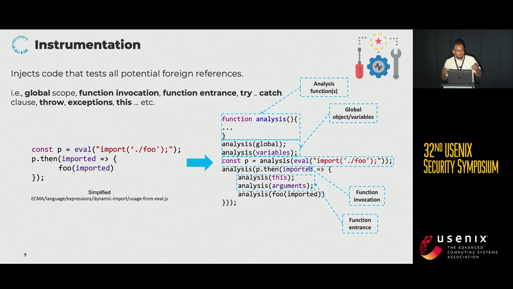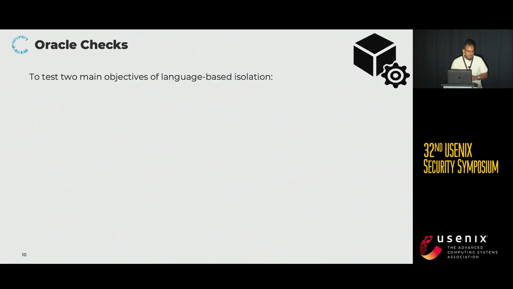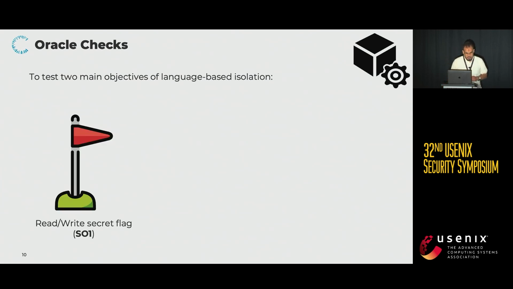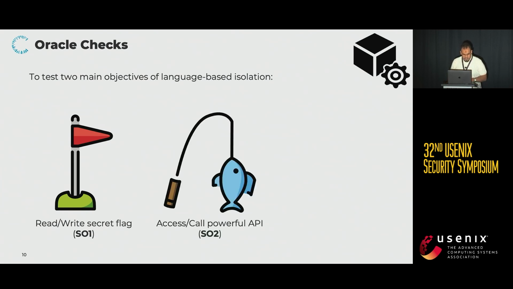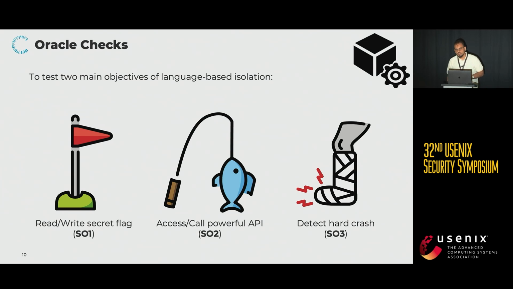So how can we verify that a foreign reference has been caught during our instrumentation? We have our own oracle checks. The oracle checks basically target the read-write secret flag, which we injected into our analysis code. Whenever this flag is reached, it means there is a read-write violation, which targets the first security objective. The second is to try to call powerful APIs, which targets the second security objective. On top of that, we also detect hard crashes, since we noticed that some sandboxes are interested in tackling this problem.